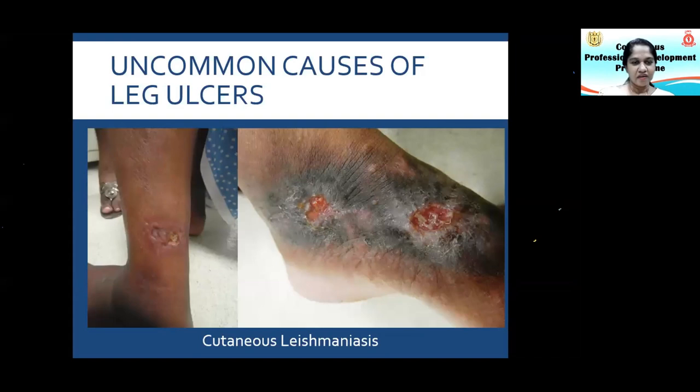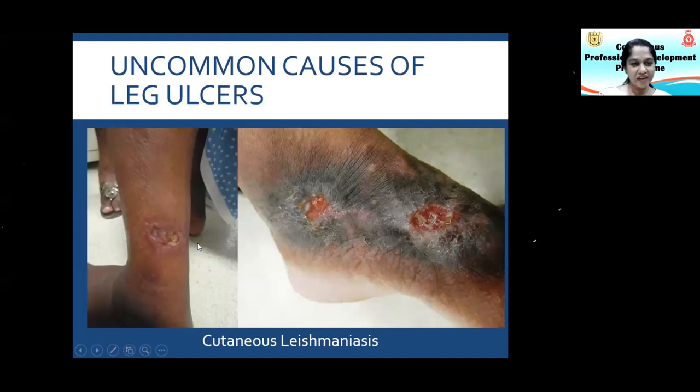Then cutaneous leishmaniasis. For people who are working in endemic areas of leishmaniasis like Polonnaruwa, Anuradhapura, and even down south, this may not be a problem because I used to work in Anuradhapura, and even medical students were able to diagnose cutaneous leishmaniasis as they entered the clinic.